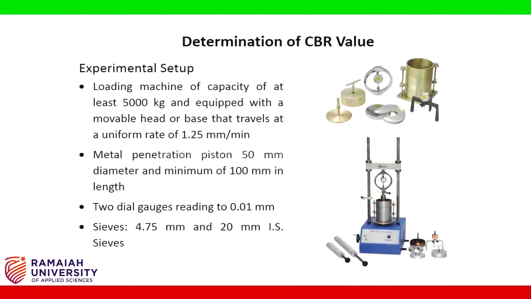Loading machine of capacity of at least 5000 kg and equipped with a movable head or base that travels at a uniform rate of 1.25 mm per minute. Metal penetration piston 50 mm diameter and minimum of 100 mm in length. 2 dial gauges reading to 0.01 mm. 4.75 mm and 20 mm IS sieves.